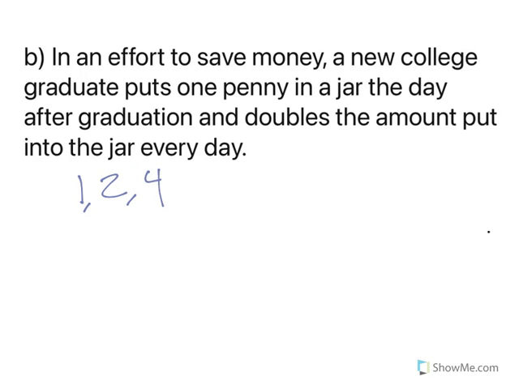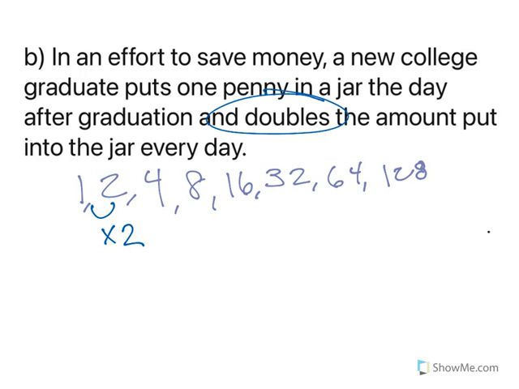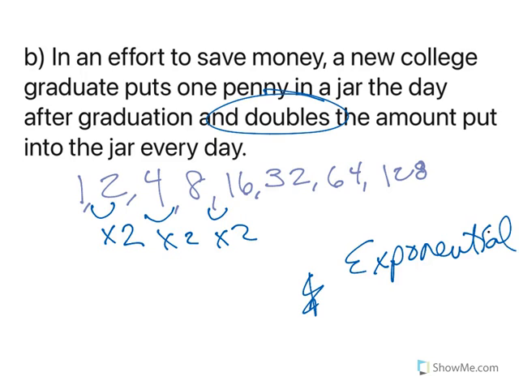On the next day, I would put in 8, and then I would put in 16, and then 32, and 64, and all of a sudden, I'm up to $1.28. You can see how quickly this gets real big. What am I doing here? Well, to double, that just simply means multiply by 2. So every time, I'm multiplying by 2. Therefore, this is an exponential function with a proportional rate of change of times 2.